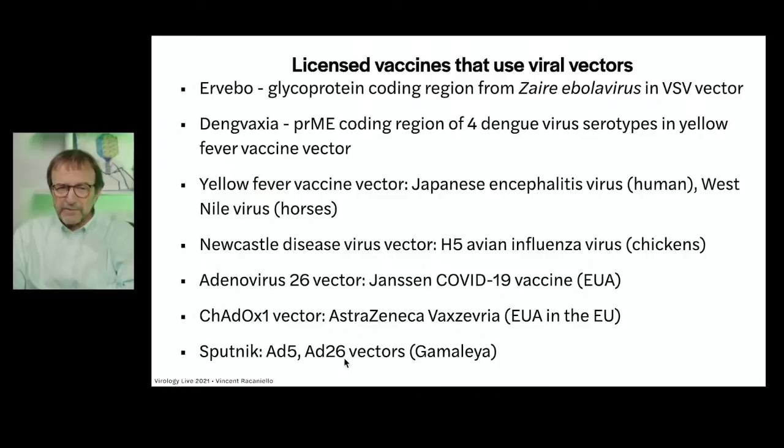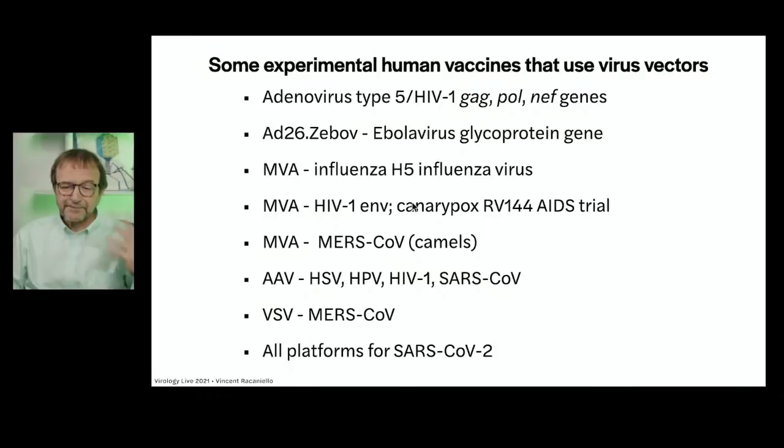There are also many experimental human vaccines using vectors, HIV vaccines with Ad5 vectors. There's an Ad26 Ebola virus experimental vaccine. Modified vaccinia Ankara has been used with avian H5 influenza viruses and HIV. This MVA was part of the RV144 AIDS trial that I mentioned in the AIDS lecture. A MERS coronavirus vaccine has been developed in an MVA backbone for camels. The idea would be not to give this to people, but to camels, because they're all infected, whereas few people seem to be seriously infected. So you immunize the camels. It's a One Health approach, just like the Hendra vaccine.